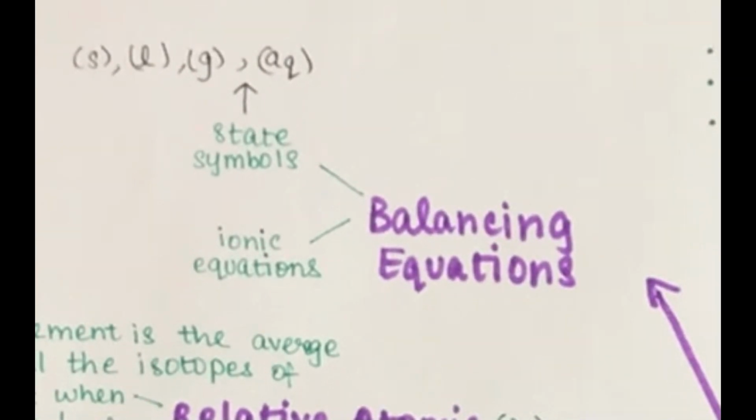Now when balancing equations, you have to include state symbols as well. So these tell you the state of a substance in an equation. We have 4 state symbols: S for solid, L for liquid, G for gas, and AQ stands for aqueous. And aqueous means dissolved in water.